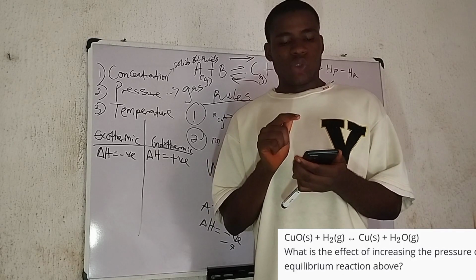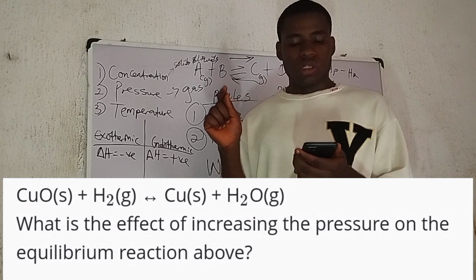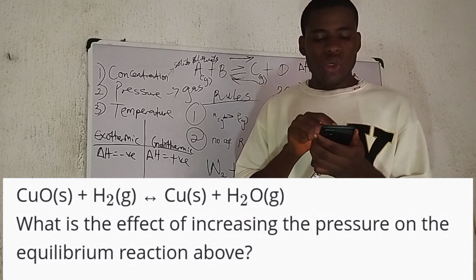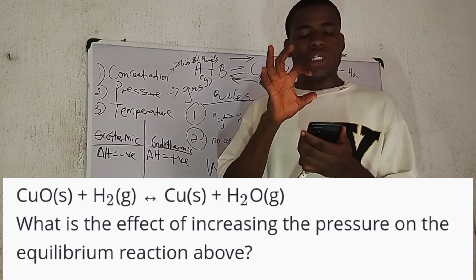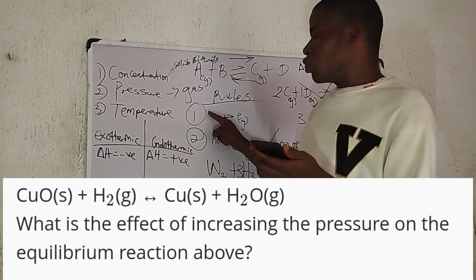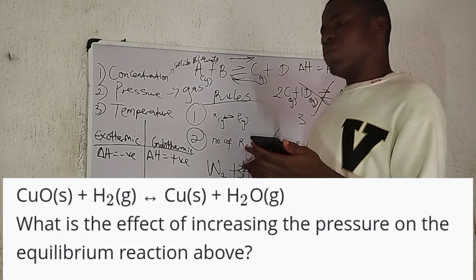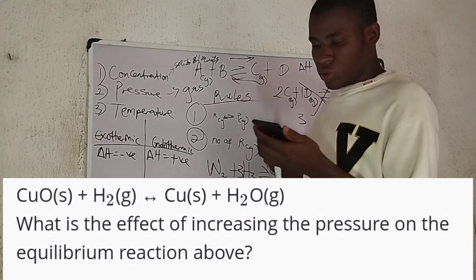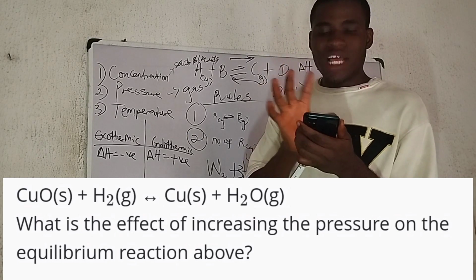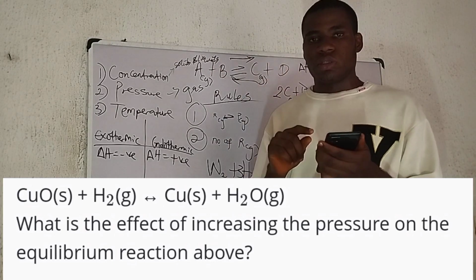So the question on our screen: what is the effect of increasing the pressure on the equilibrium reaction above? Now take a look at that. Can pressure affect it? Check: CuO plus H2. Now H2 is gaseous, and H2O is gaseous on the other side. Now rule 1 is attained, right? Now rule 2, let's check. The number of moles of gaseous reactant is equal to the number of moles of gaseous product. The number of moles of hydrogen gas is 1, and that of water is 1. So they are equal. Therefore, the answer is there is no effect. Pressure cannot affect that reaction.